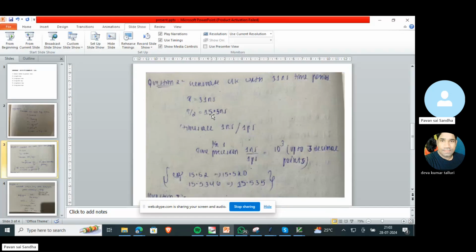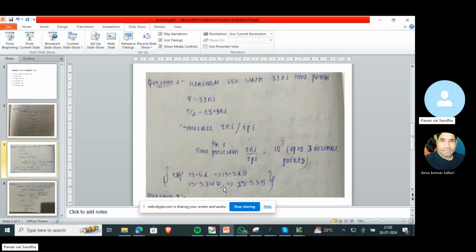If we deal with point values, we must declare the time scale with the precision, and I made it 1 nanosecond and 1 picosecond. This means the precision extends to 10 to the power of minus 3, up to 3 decimal places. Let's take an example: if I take 15.52 in the waveform simulation, it will show 15.520, up to 3 values after the point. If I use something longer, like 15.5346, there are extra digits.